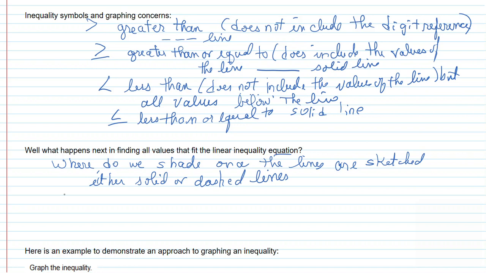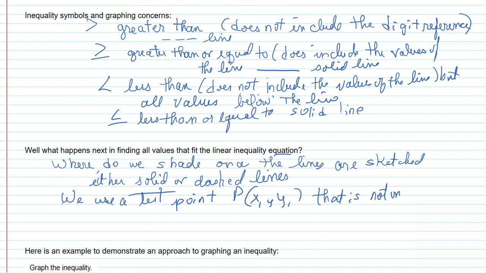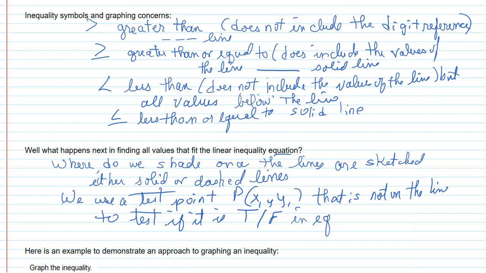So what happens here is we use a test point, x of 1, y of 1, that is not on the line, to test if it is a true or false inequality. All right. So that's the big hubbub.